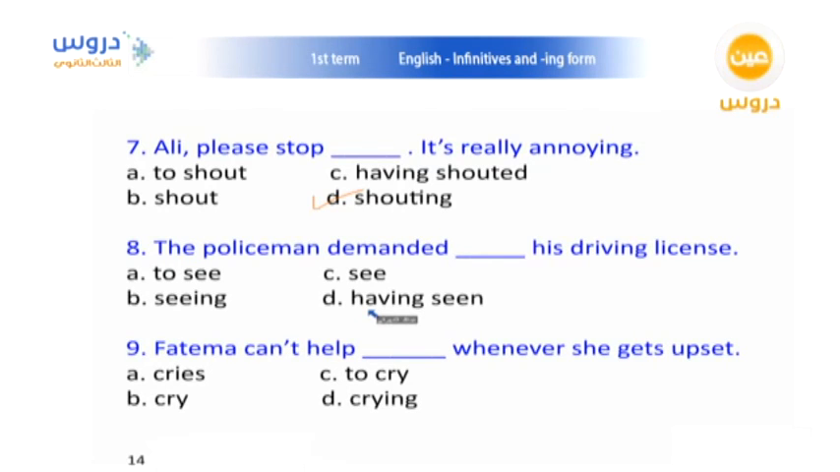The policeman demanded to be honest, the answer is A, according to what I have just explained. To C, we should use an infinitive form after certain verbs, and demand is one of these verbs.